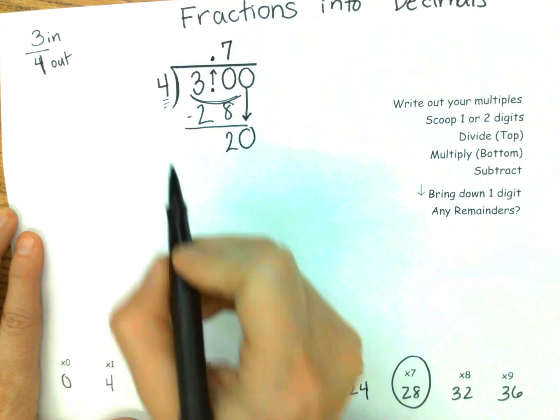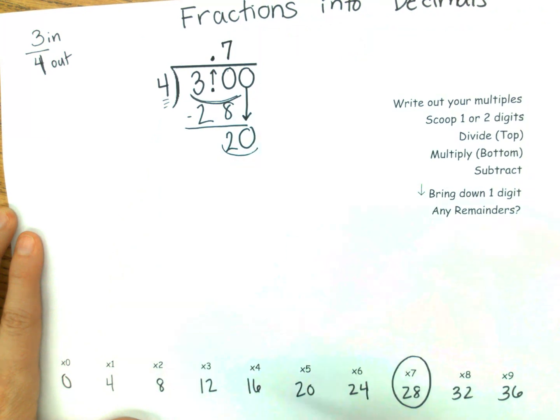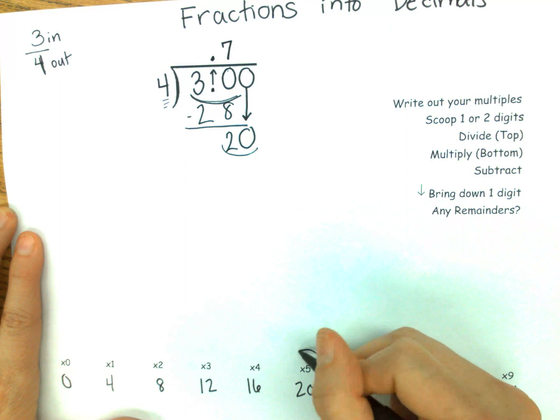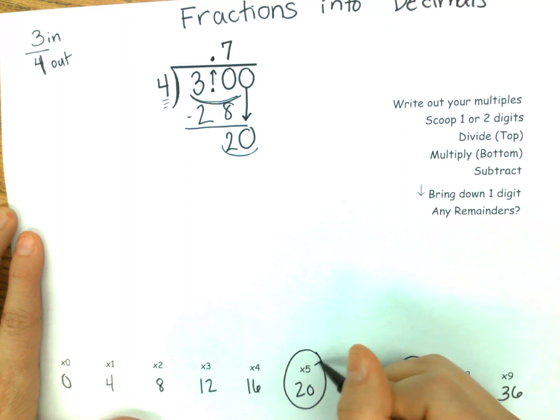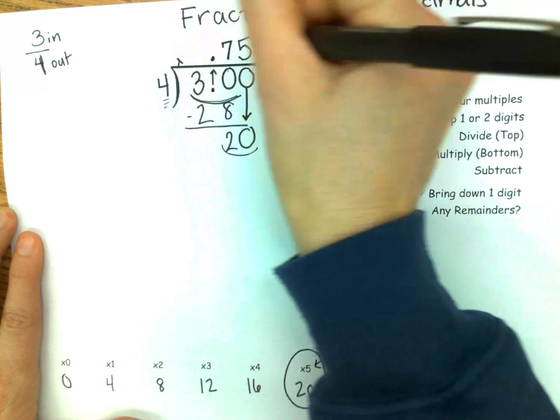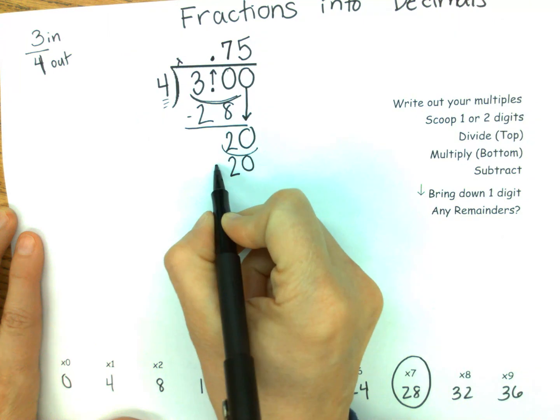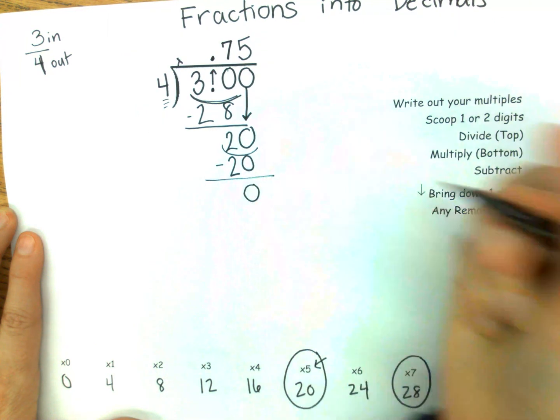And now I can say how many times can 4 go into 20 without going over. So I look down here and I see it right here. 5 times. 5 is on the top. I'm going to put that up in my quotient. And I know 5 times 4 is 20. And I can look right here, I have it. I subtract and I get 0.